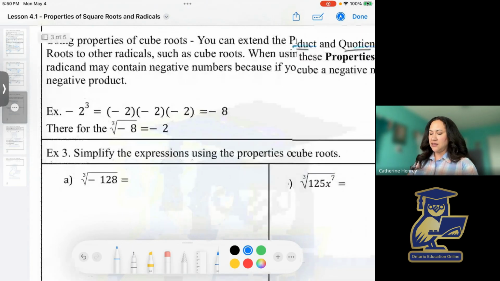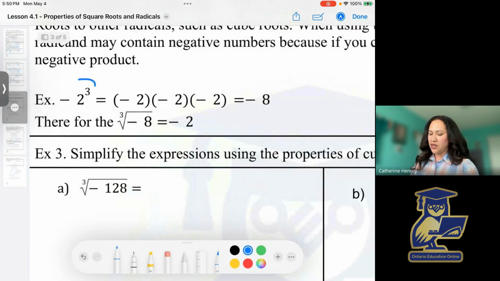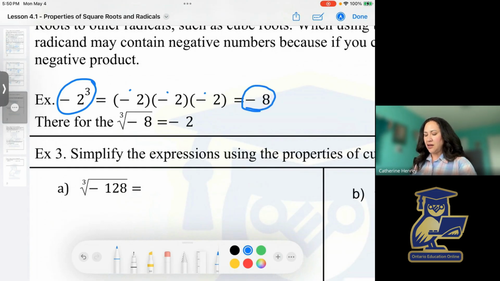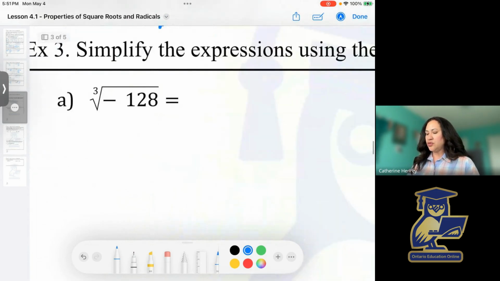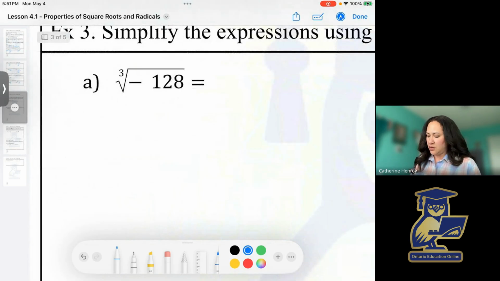So let's take, for example, if you take -2 and you cube it, -2 times -2 times -2, you will get a -8, a negative product. Therefore, you can take the cube root of a negative number. And this is going to go back and give you -2. Let's keep that in mind. So when we're dealing with cube roots, you will always see the index is 3.